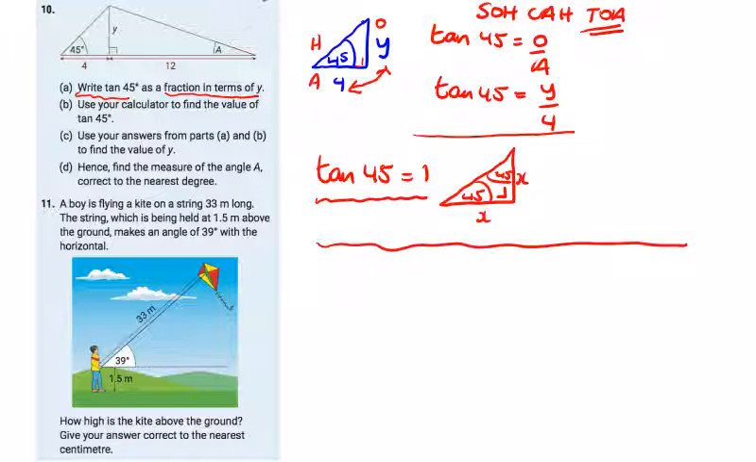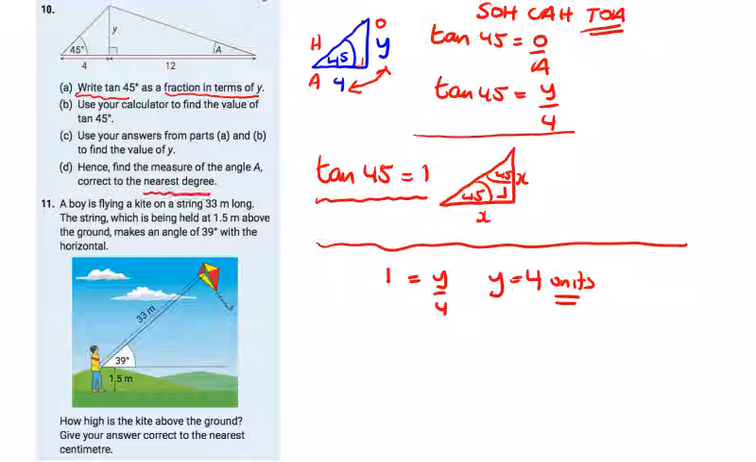Okay. Use your answers from part A and B to find the value of Y. So now we have that 1 is equal to Y over 4. So Y, you can see 4 over 4 is equal to 1. So Y is equal to 4. It doesn't give us any centimeters or anything here, so we'll just say units for now. And then hence find the measure of angle A, correct to the nearest degree.